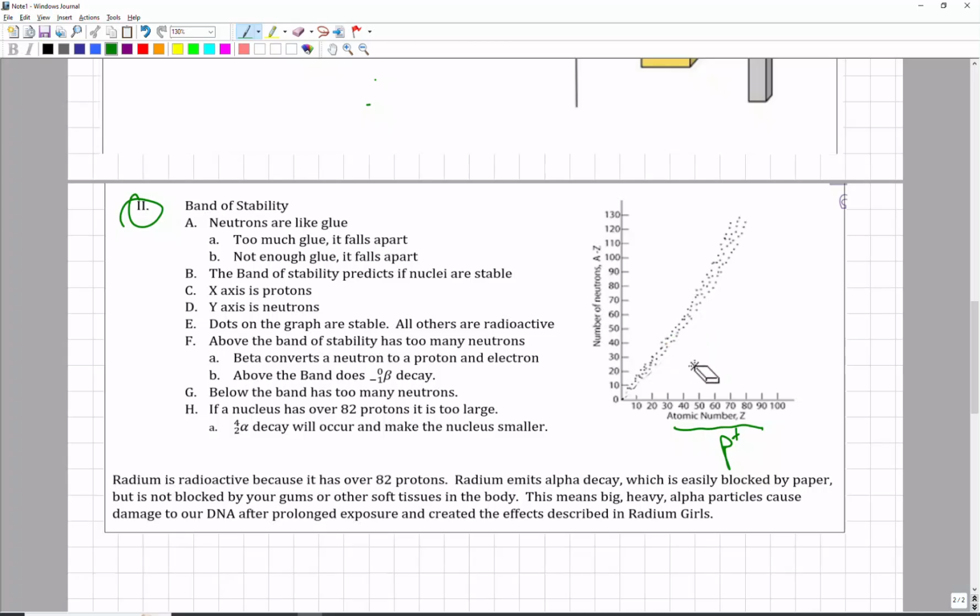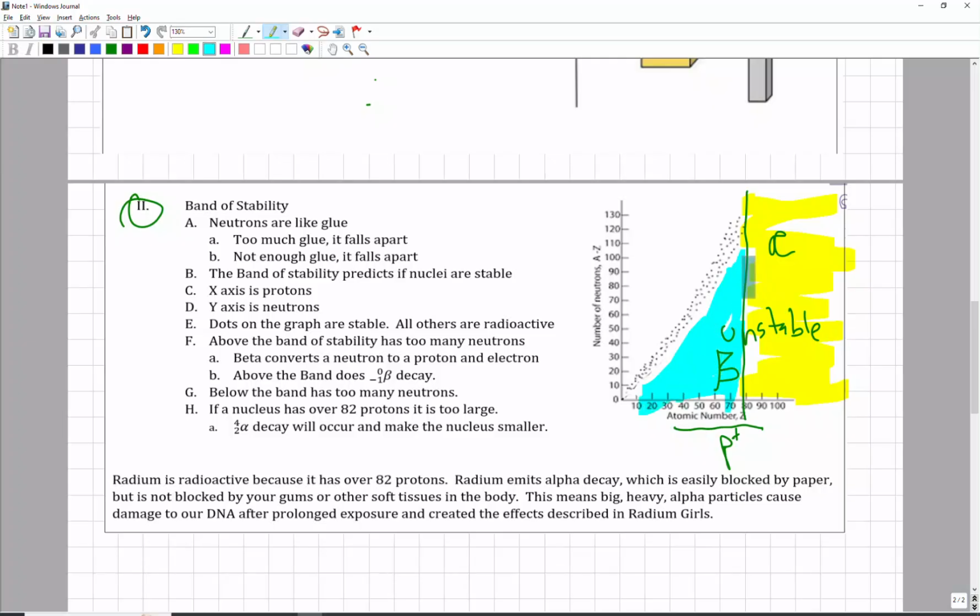So notice right here, this is the band of stability. If you're on the band of stability, you're stable. These are unstable. And this is where it does beta decay. And there's a line right here. This does alpha decay if it's anything over here. So, here we go. Get ready for some amazing color things. This is unstable and does alpha. Beta is unstable down here.